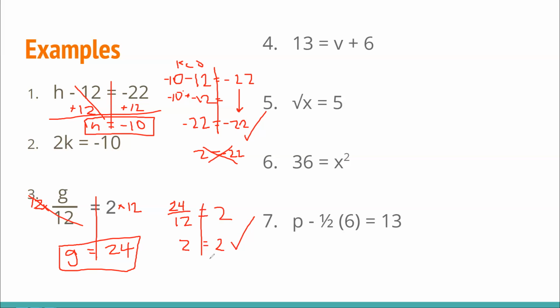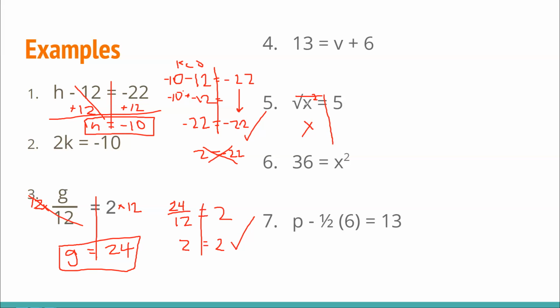The last one that I'm going to do with you is I'll do number 5. So I can see that the variable is on this left side, so that's the side I'm working with, and I see a square root. The opposite of a square root is squaring it. So I'm going to take it to the second power. That crosses that out and leaves me with just an x.